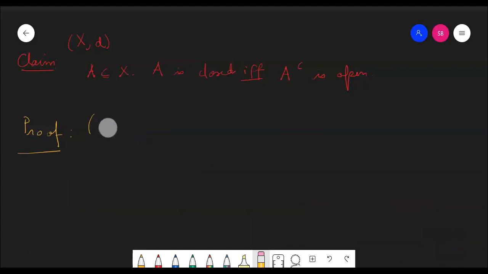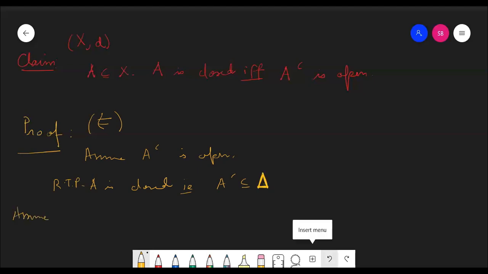The proof is quite similar. Okay. So, now we assume that A complement is open and try to show that A is closed. For that, we need to show that all limit points of A are inside the set. So again, assume the contradiction, suppose not. That is, there exists some L, which is a limit point of A, but L is not in A.